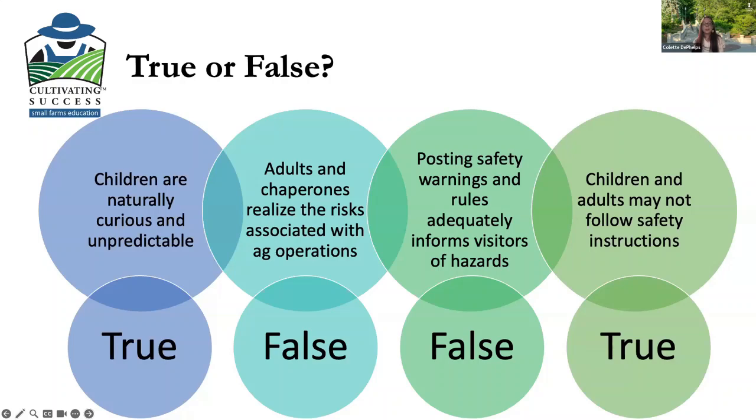And it's true that children and adults may not follow safety instructions. It is so tempting to pet that goat. It's so tempting to feed that little animal. It's so tempting to go from the animal area into the next attraction without washing your hands. So you really need to have staff on site that are guiding people through your best practices on your farm and making sure that safety rules are followed.